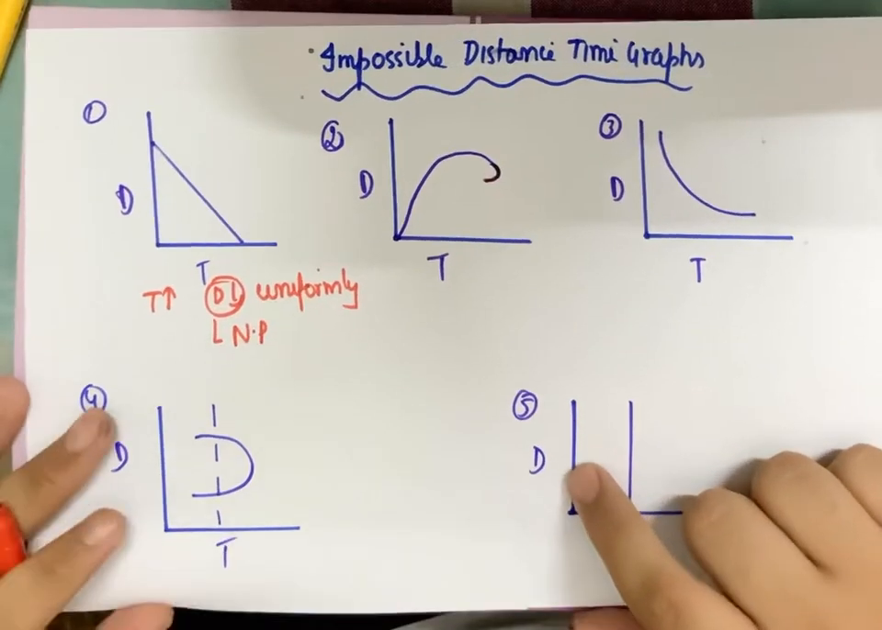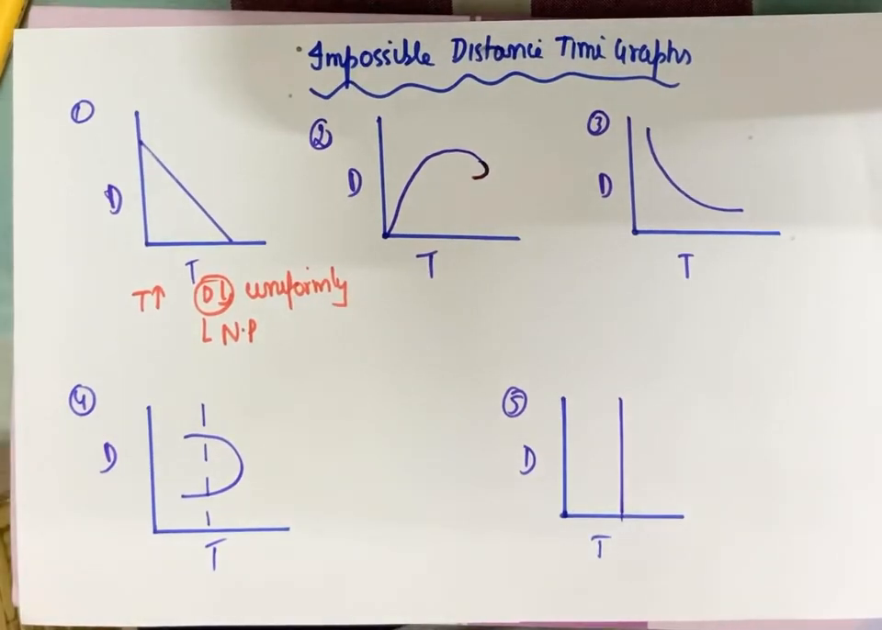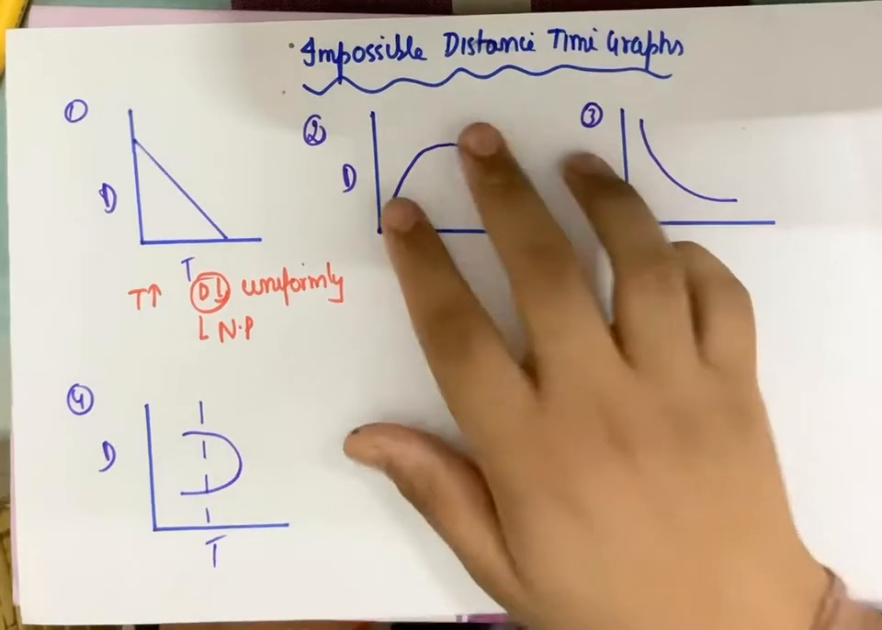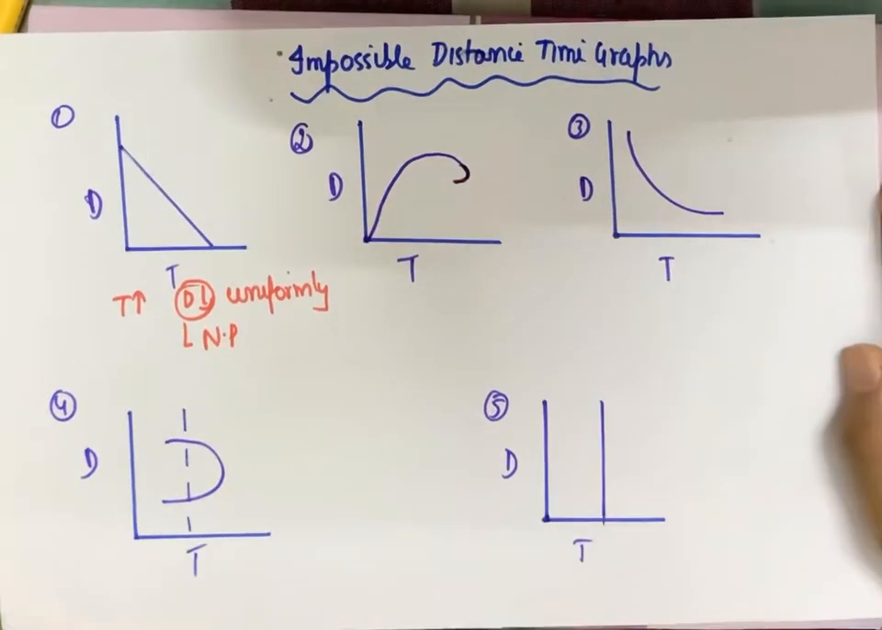Distance can never decrease. Distance is always taken as a positive value. Okay, because we ignore signs in distance. It's a scalar quantity. It can never decrease. Displacement can decrease, but distance can never decrease, and hence this graph is not possible. Okay, we'll come to 2 just a little later. Let's come to 3 first.